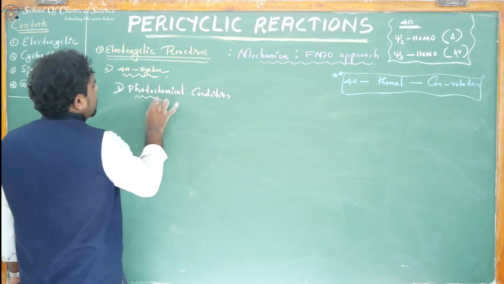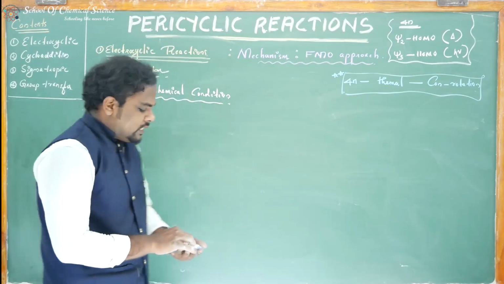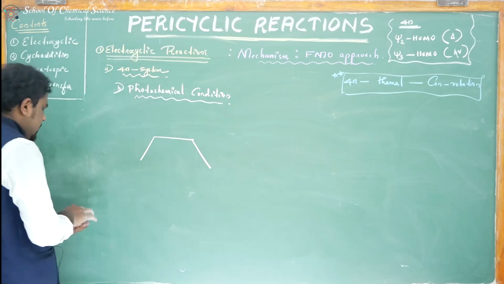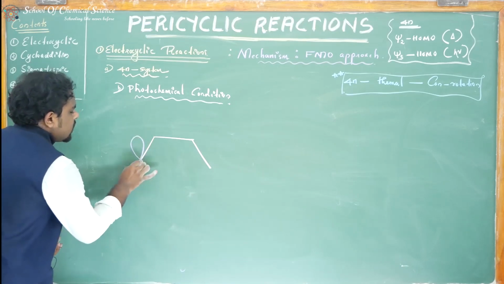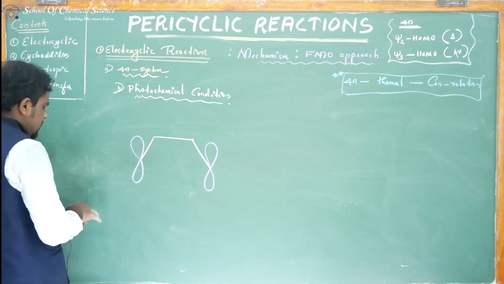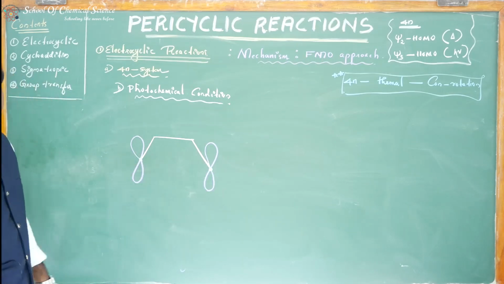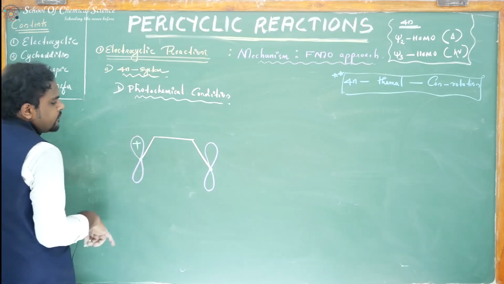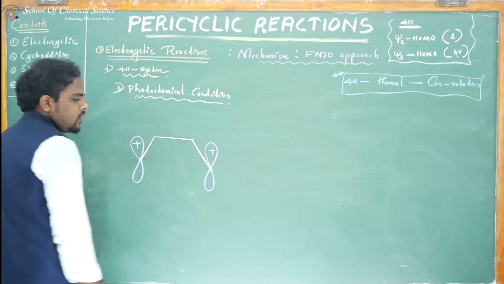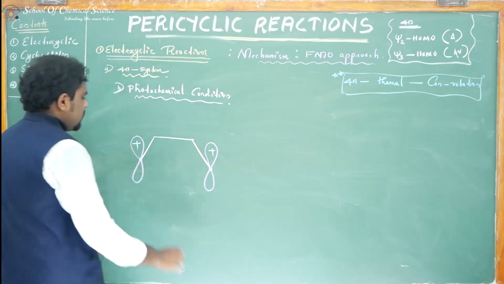So under photochemical condition, psi 3 is the HOMO. Okay, psi 3 is the HOMO. We have to think about the first and fourth carbon. This is the first carbon and this is the fourth carbon. What is the sign of psi 3? Plus, plus, minus, minus, plus.